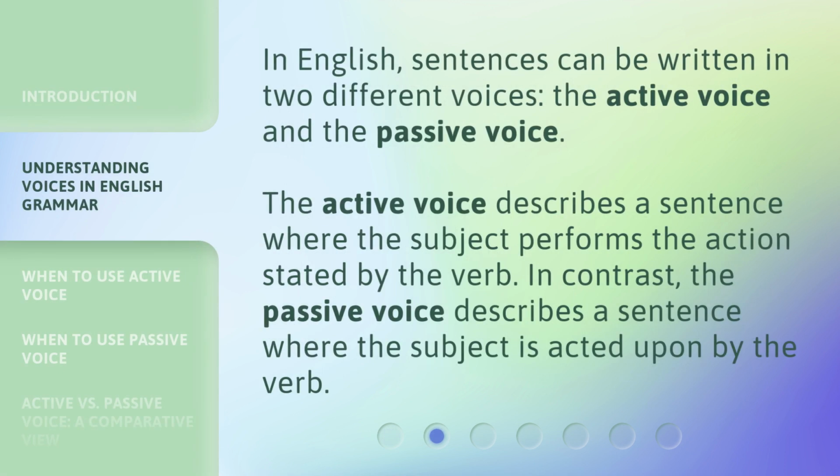In English, sentences can be written in two different voices: the active voice and the passive voice. The active voice describes a sentence where the subject performs the action stated by the verb. In contrast, the passive voice describes a sentence where the subject is acted upon by the verb.